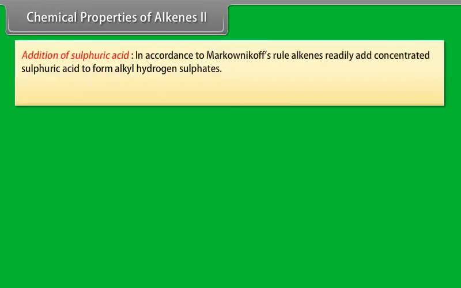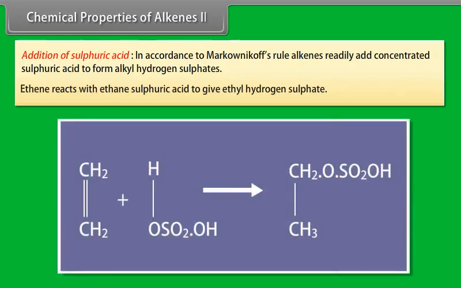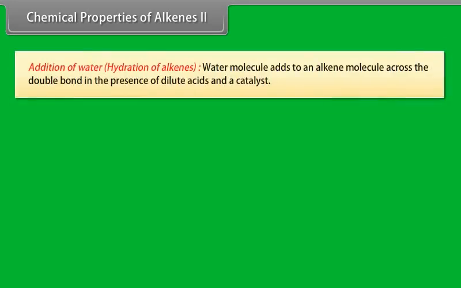Chemical properties of alkenes Part 2. Addition of sulfuric acid. In accordance with Markovnikov's rule, alkenes readily add concentrated sulfuric acid to form alkyl hydrogen sulfates. For example, ethene reacts with sulfuric acid to give ethyl hydrogen sulfate. Addition of water, hydration of alkenes.